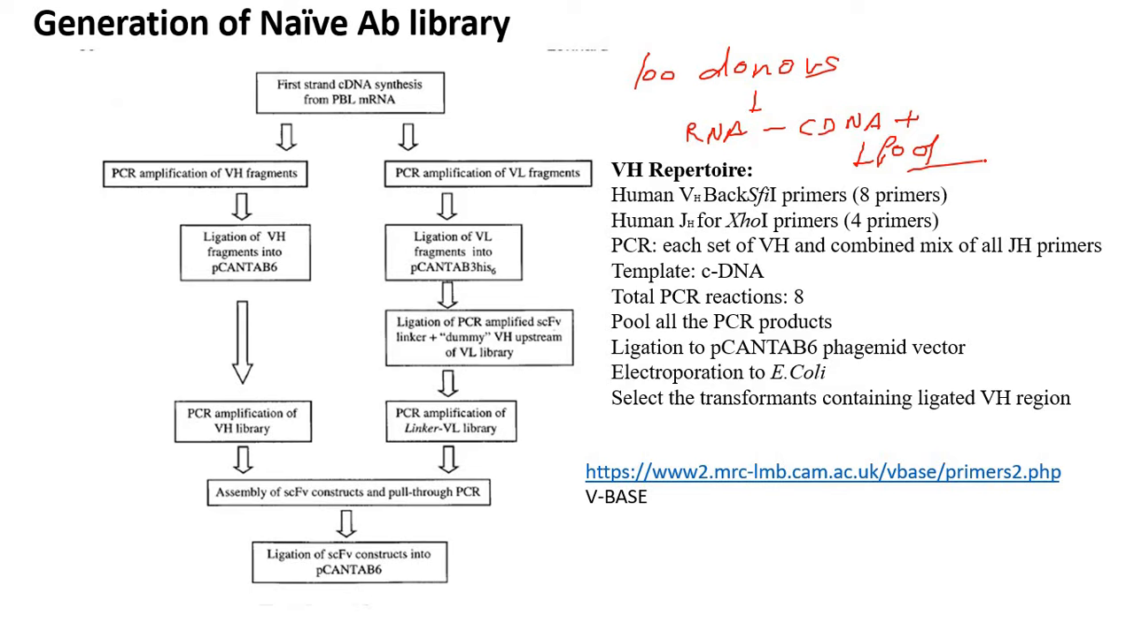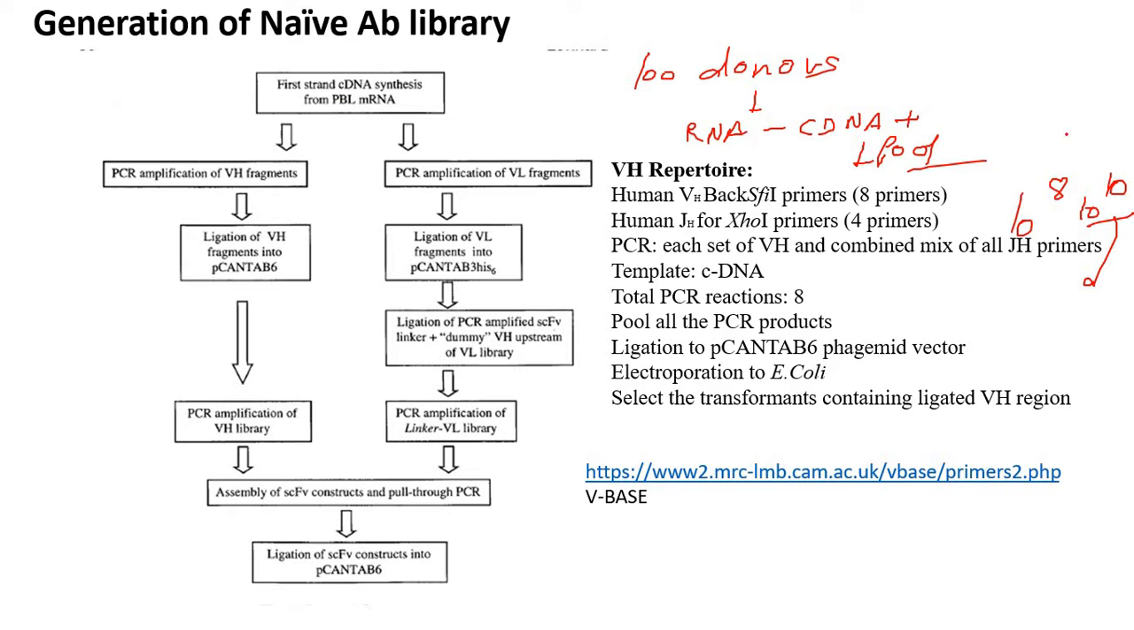How many donors can you take? The library size will depend on the number of donors you are going to take. If you increase the number of donors, the library size is going to be more. Usually the preferred size is 10 to the power 8 to 10 to the power 10. It means it has these many antibody molecules, so it has these many binders for the target antigen. The larger the library, the better it is for your experiments.